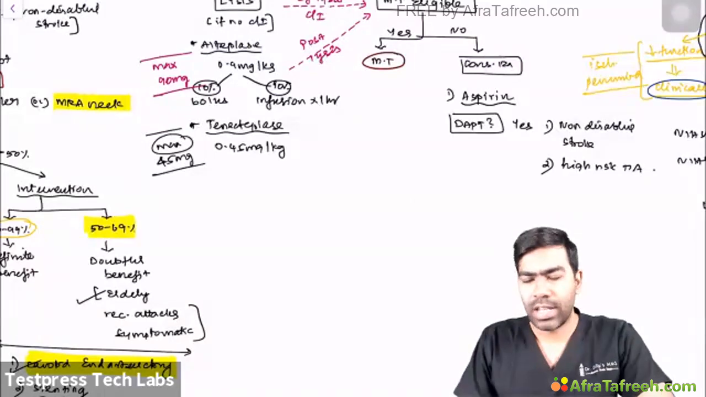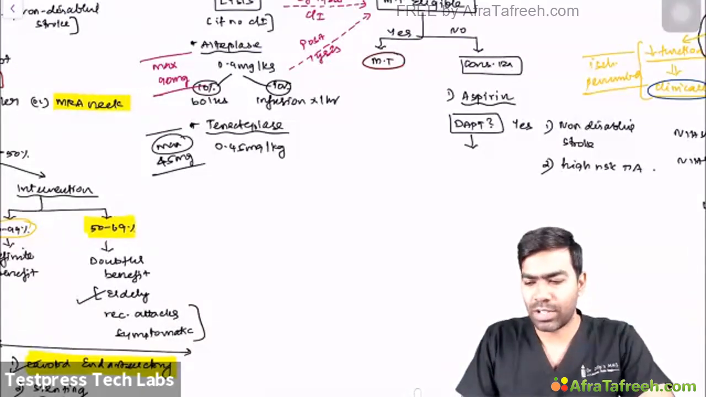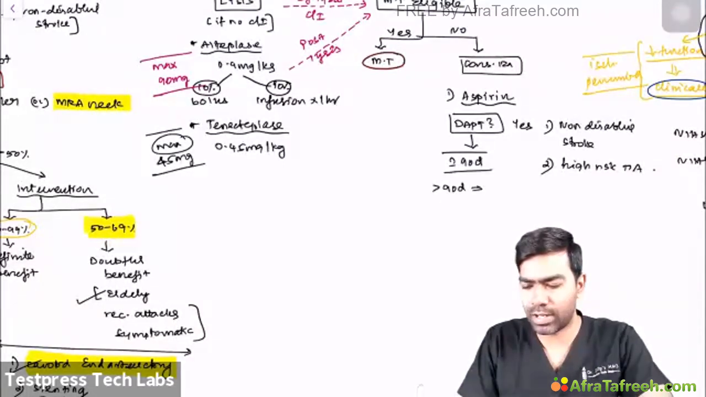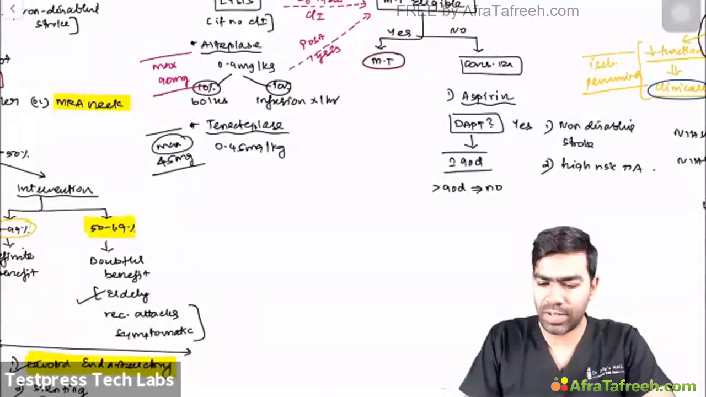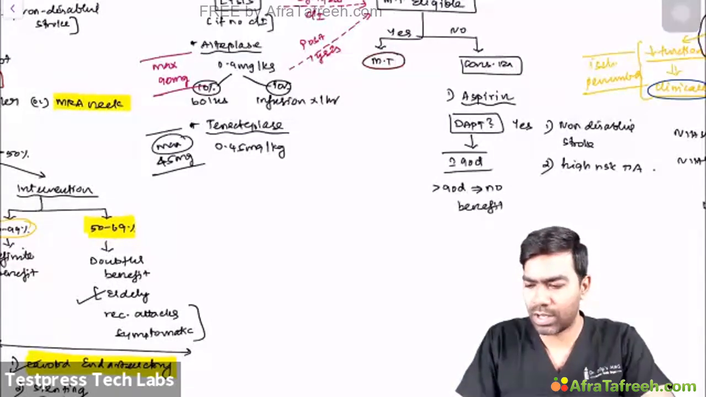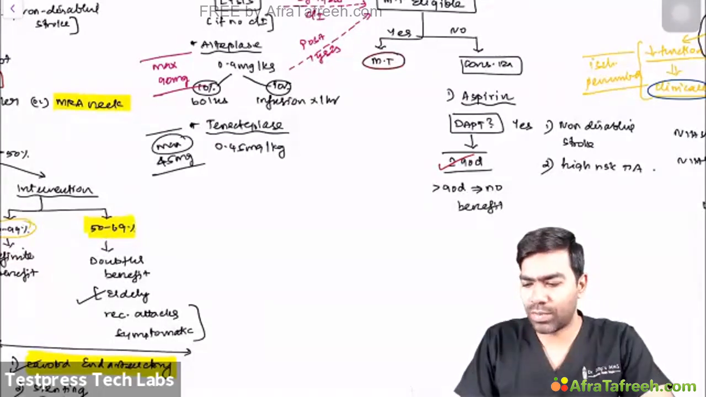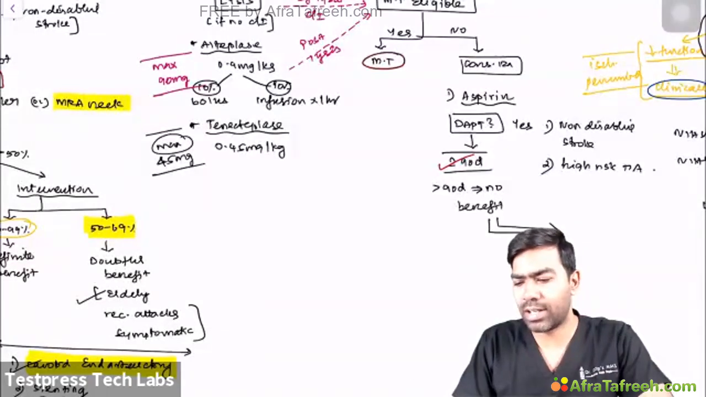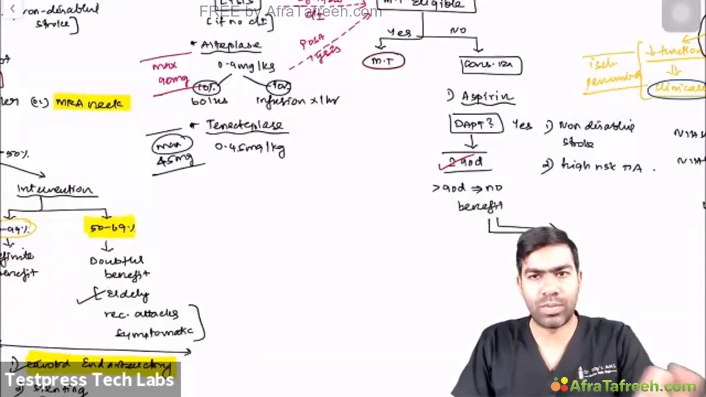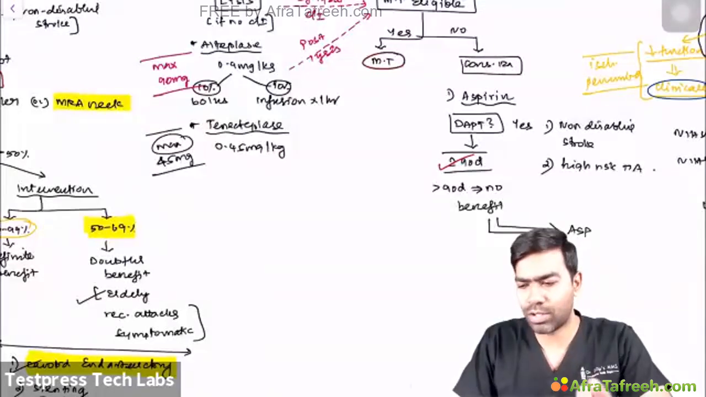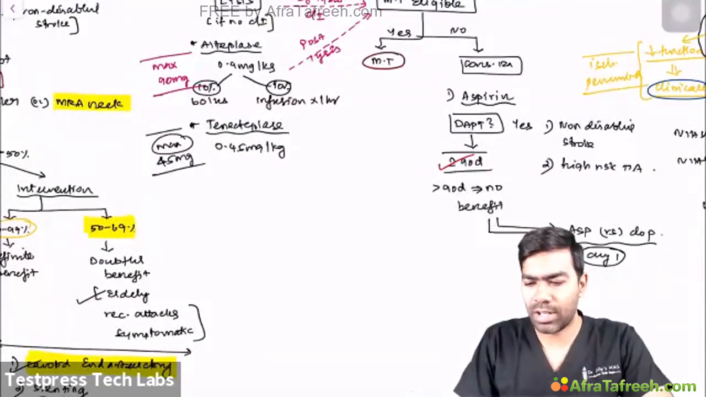So how long can you give DAPT? DAPT is proven to be beneficial only if it is given up to 90 days, 3 months. Beyond 90 days, there is no benefit. Only the bleeding risk will increase, but the benefit is very poor. So you can use dual antiplatelet therapy up to 90 days. After 90 days, you are going to switch to aspirin monotherapy. But remember, in stroke, you can even use clopidogrel monotherapy also. Any one, if you prefer, is enough. After 90 days, anyone is enough.